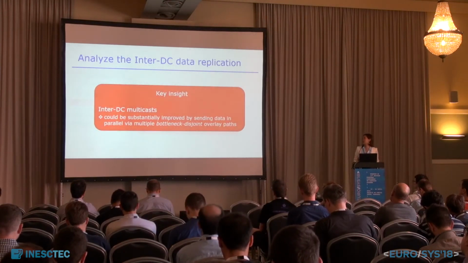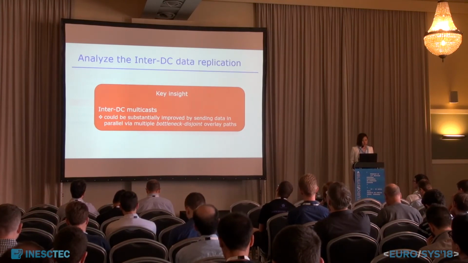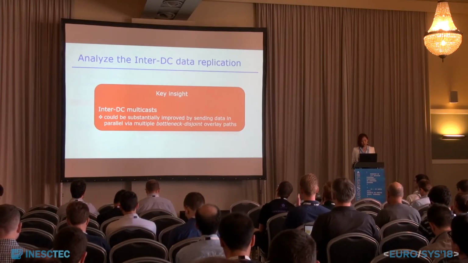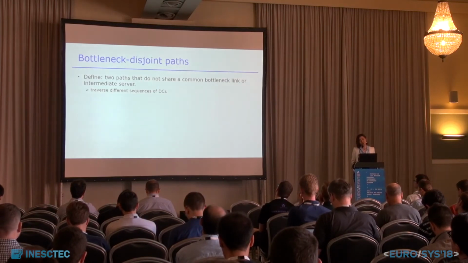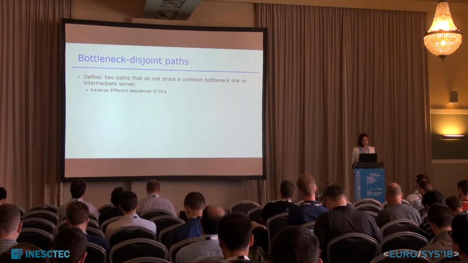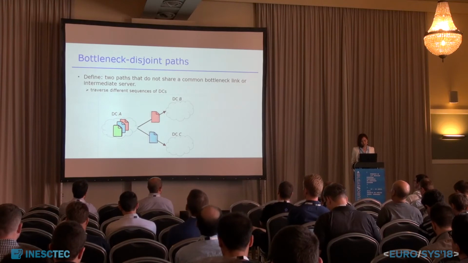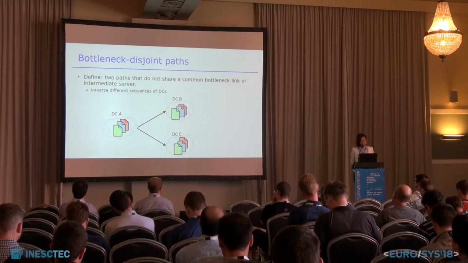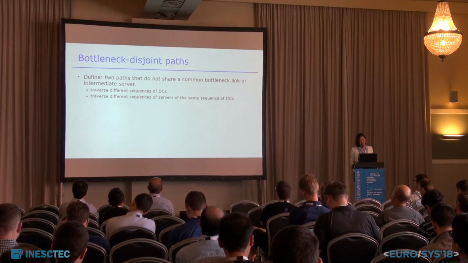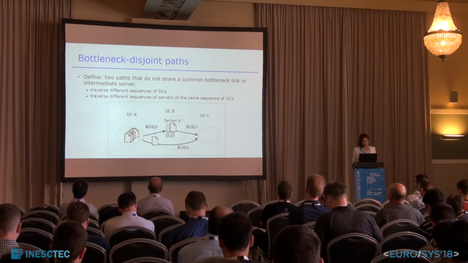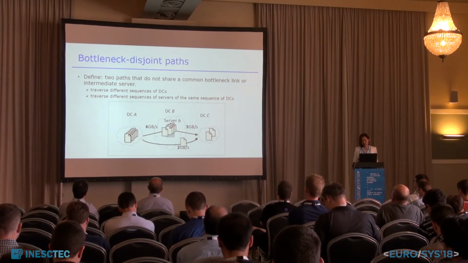This example gives us the key insight that inter-DC multicast could be substantially improved by sending data in parallel along bottleneck disjoint overlay paths. So what's a bottleneck disjoint overlay path? We define it as two paths that do not share a common link or intermediate server. In the context of inter-DC data transfers, there are two kinds of bottleneck disjoint overlay paths. The first one is two paths that traverse different sequences of DCs, like the prior example shows. And the second one is two paths that traverse different sequences of servers of the same sequence of DCs, just like the example that we introduced, which completes in just 9 seconds.